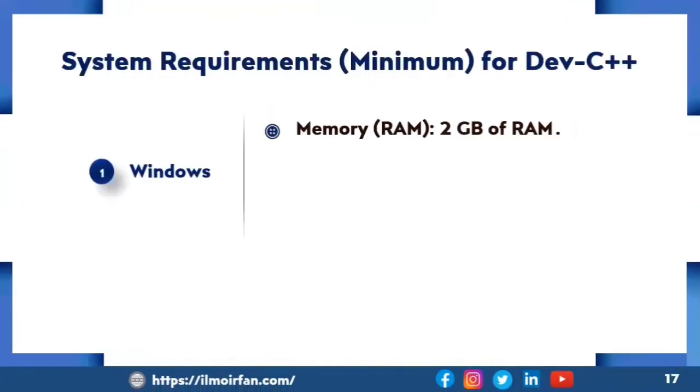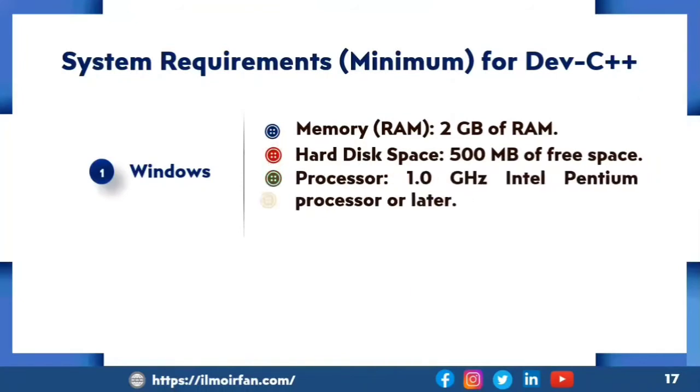Minimum system requirements for Dev C++ are as follows. For Windows operating system, memory or RAM of 2 GB, 500 MB of free hard disk space, 1 GHz Intel Pentium or later processor, and .NET 4.5 framework are required to download Dev C++ on Windows operating system.